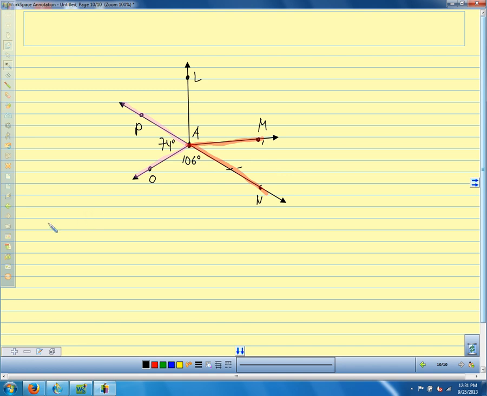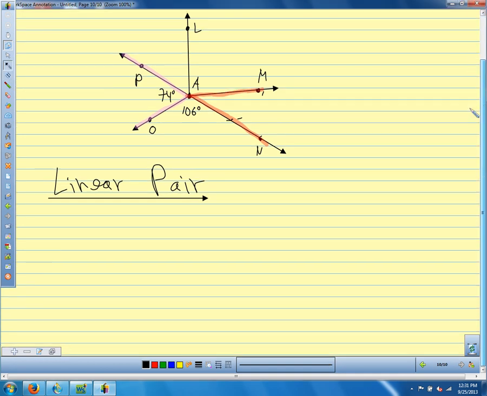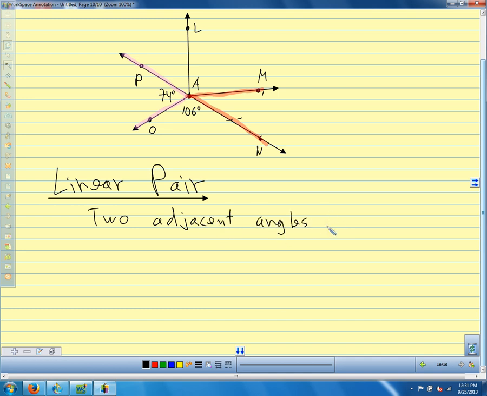All right. A couple of other things. We're almost done. A linear pair is another special pair of angles. A linear pair is two adjacent angles that form a line.